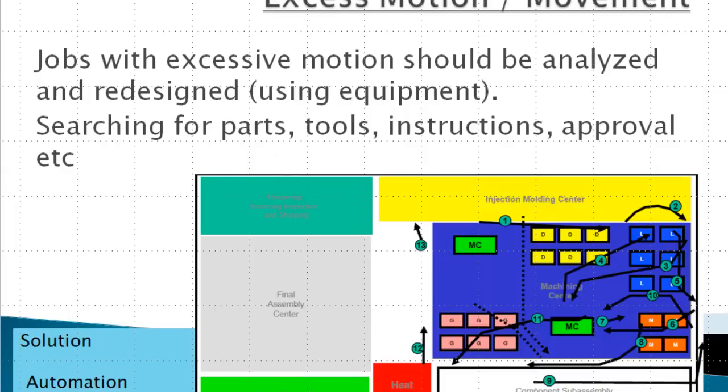Excess motion and movement. Now this is motion and movement within the factory. What we do as managers is we get a little map of our factory, our assembly area, and we start asking questions about, well, where's the sewing machine? Where's the cutting table? Are they close to each other? If not, why not? Why do we have to walk the cut fabric from one end of the factory to the other? Let's bring them closer together.